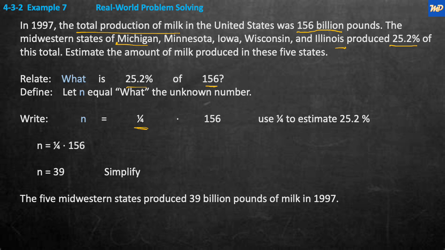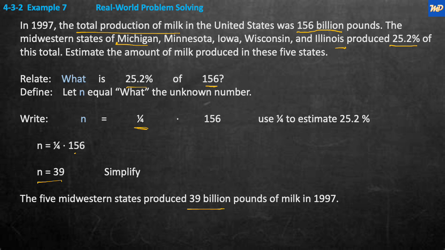And we can leave the 156 there, or we could kick it up to 160. We'll see how this turns out. So if we leave it here, we're going to say N then is 1/4 of 156. Well, that equals 39, because you take 156 times 1/4 and it's 39. So N is 39 billion pounds of milk.